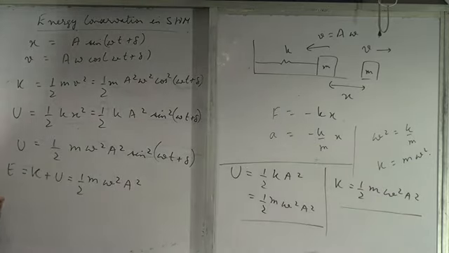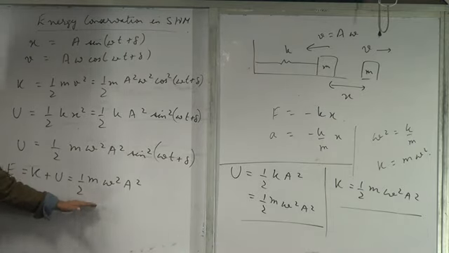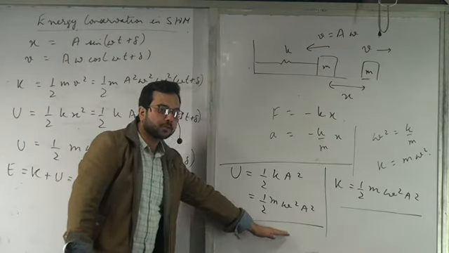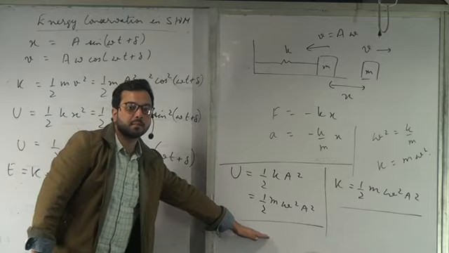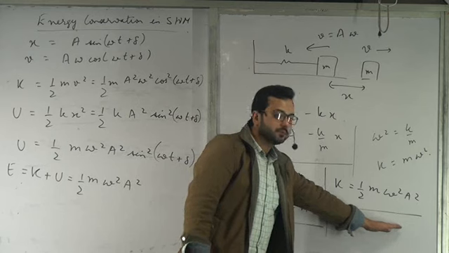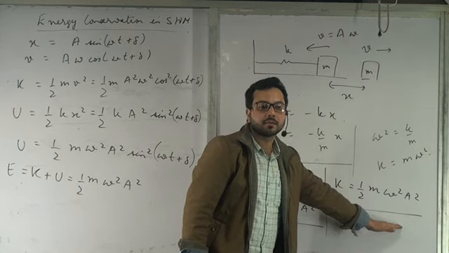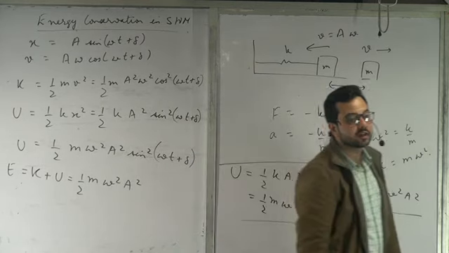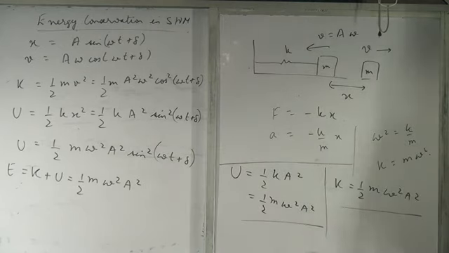Is that clear? So this is the total mechanical energy. At the extreme position, all the mechanical energy is in the form of potential energy. At the mean position, all the mechanical energy is in the form of kinetic energy. Is that clear? This conservation of mechanical energy is happening if there is no external force.